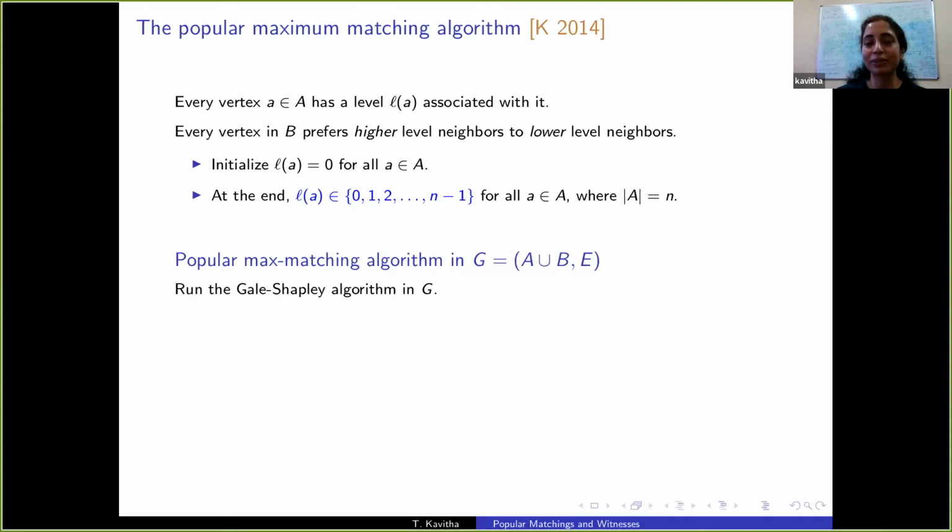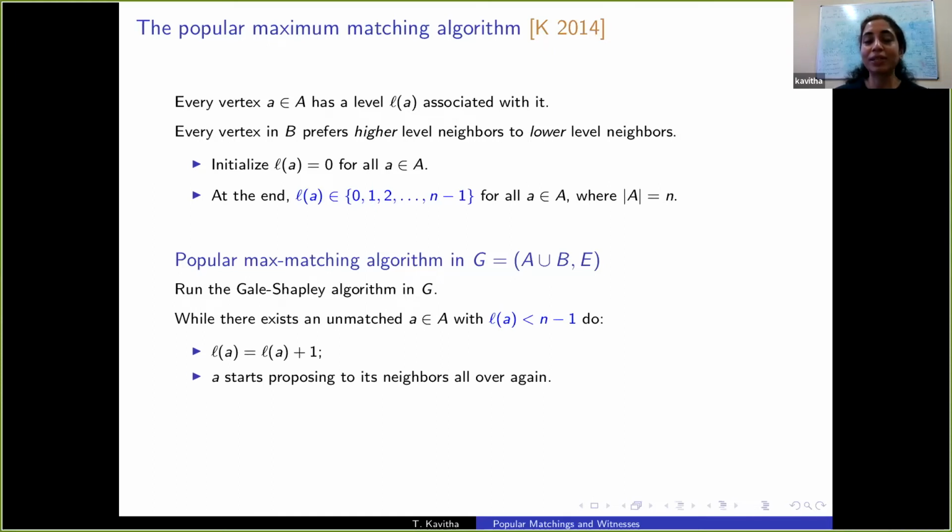So the popular maximum matching algorithm is as follows. Let's run the Gale-Shapley algorithm in the given instance. If this is perfect, wonderful. While there is an unmatched vertex in A whose level is strictly smaller than n minus 1, increase its level and it starts proposing to its neighbors all over again. And the Gale-Shapley algorithm continues. So an agent who has been rejected by all its neighbors in level 0 gets promoted to level 1 and starts proposing again. Because vertices in B prefer higher level neighbors to lower level neighbors, a neighbor who rejected this agent in the first round may now find it more interesting and accept it. And the algorithm continues. Return the final matching.